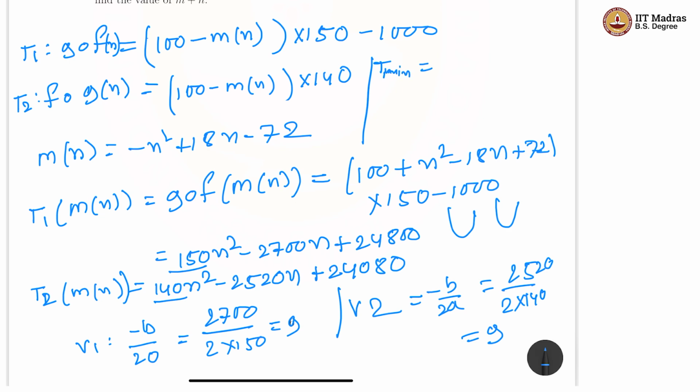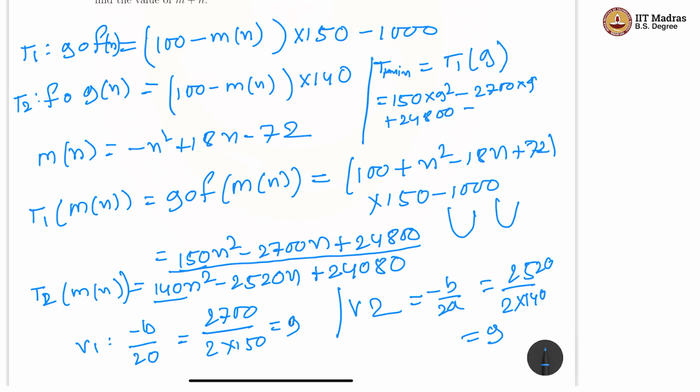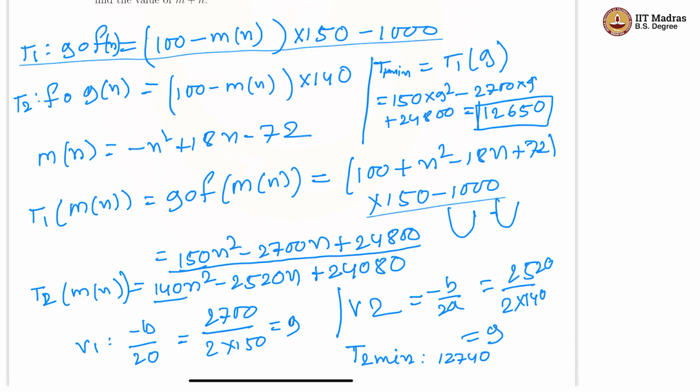So the minimum value of T1 will be T1 of 9. We can put the value here. So this is equal to 150 into 9 square minus 2700 into 9 plus 24800. Okay, so this will be equal to 12650. So this is T1 minimum. Similarly, we can calculate T2 minimum, and the value of T2 minimum is 12740. Okay, so we can see that T1 minimum is less than T2 minimum.